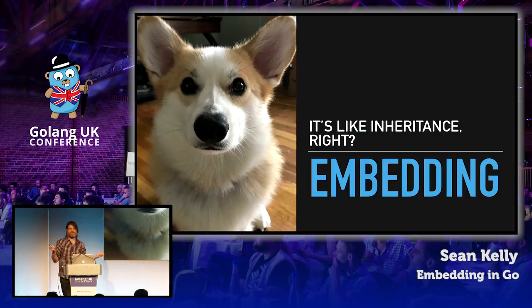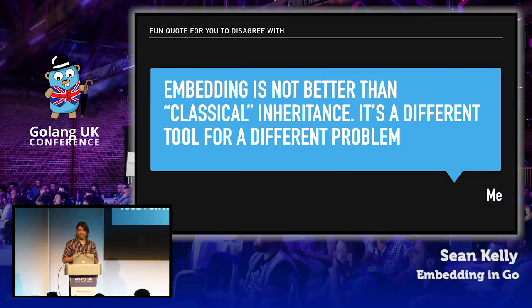So, embedding. The first time you come to Go and you ask somebody who knows Go, hey, how do I do inheritance? They sort of go, ha, inheritance, we don't do that in Go. We have embedding. It's far superior in every single capacity. And so you might think, well, I guess it must be like inheritance, but it really isn't. And here's a fun quote for people to disagree with, and I'm sure that somebody will take a photo of this and hang me with it on Twitter, which is great. But embedding is not better than what you might call classical inheritance. It's an entirely different tool for an entirely different problem.